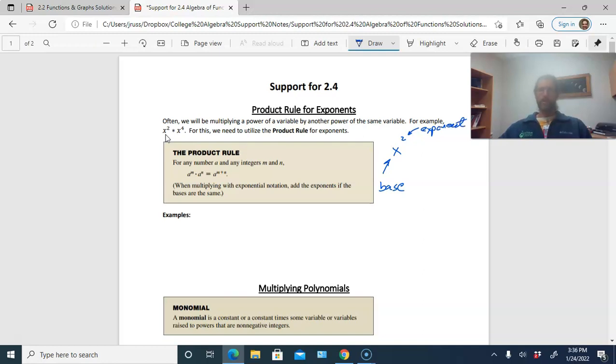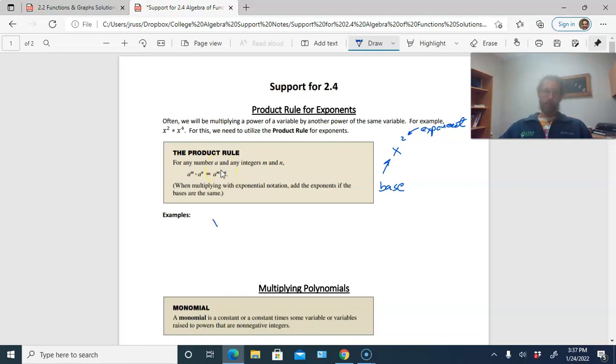Okay, so when you're multiplying two exponential expressions, if the bases are the same, like in this example, x to the second times x to the fourth, then you actually add the exponents together, and that's what this property in the box is telling us. It says for any number a, and with integers m and n, a to the m power, so m and n just are representing numbers. So a to some power times a to some other power is going to give you a to the sum of those two powers. In other words, you add those exponents.